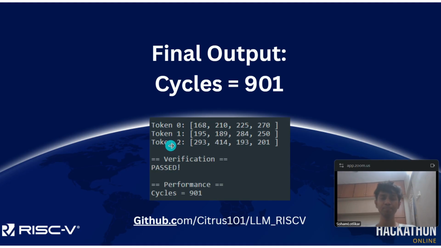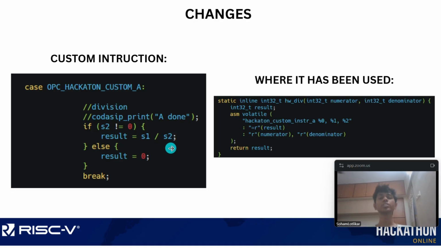How did we do this? The first instruction, hardware instruction A, was used in the HW_div function to handle integer division. Normally, this would require multiple instructions and branching, especially for divide by zero checks. By implementing this as a custom instruction, we handled all of that in hardware. No branching, few cycles, and faster execution.